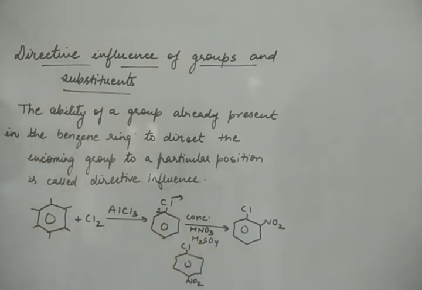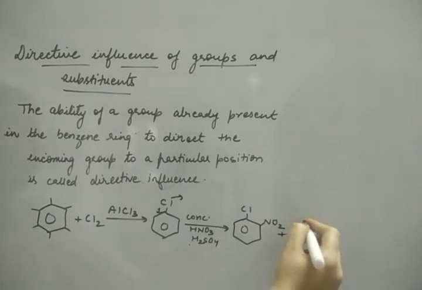So this is known as directive influence, that if one group is already present in the benzene ring, the position of the second group or the third group is decided by the group which is already present on the benzene ring. So now we have to discuss the directive influence of groups.